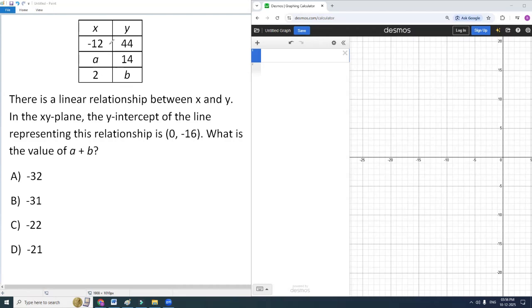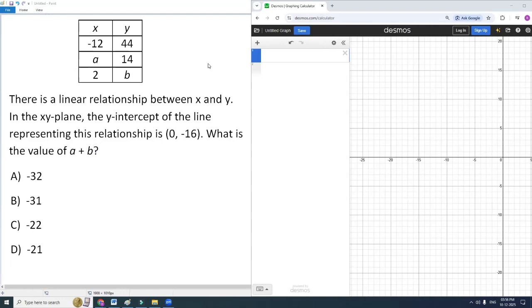Here in the table, for the first point, both the x-coordinate and y-coordinate are known, and also we have the y-intercept of the given linear relationship. Using these 2 points, we can get the equation of the given linear relationship in slope-intercept form. Using that equation, we can get the values of the two unknown constants a and b. Further, we can get the value of a + b.